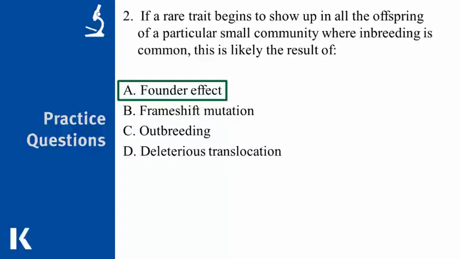Answers B and D are incorrect because these are random mutations that have harmful effects on the individual, and therefore reproduction to pass along the trait is unlikely. And C is incorrect because outbreeding introduces genetic diversity into the population, and traits would therefore not be similar. Fantastic work if you got those questions correct.